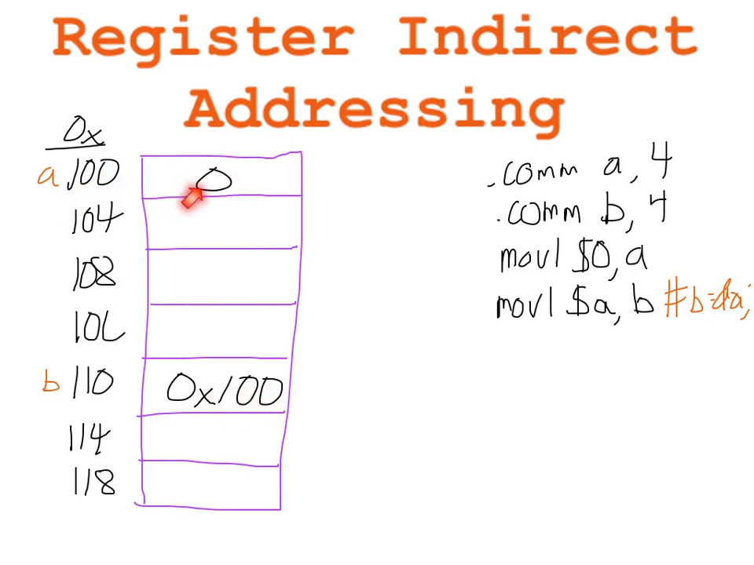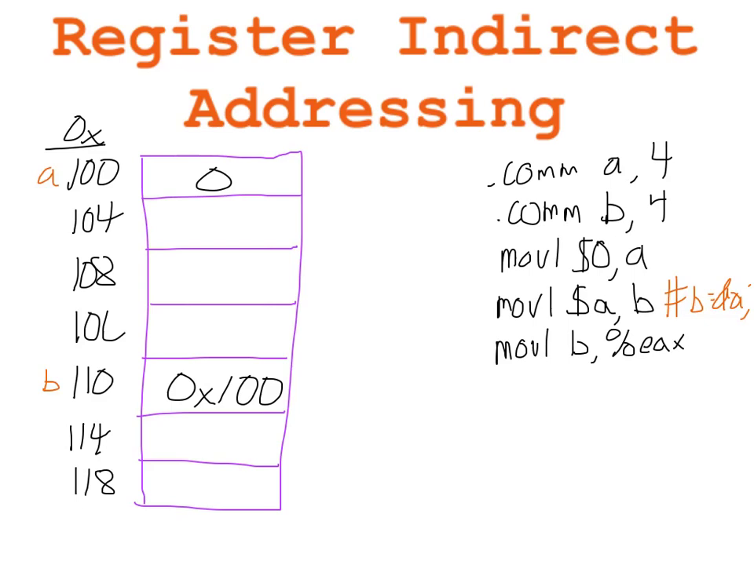So let's try and do that in assembly. In assembly, we aren't actually going to use the asterisk, but we're going to use a syntax that denotes the same dereferencing. And it's actually just going to be parentheses. So the first thing that we want to do is move the address that we want to dereference into a register. The address that we want to dereference is contained in the variable b.